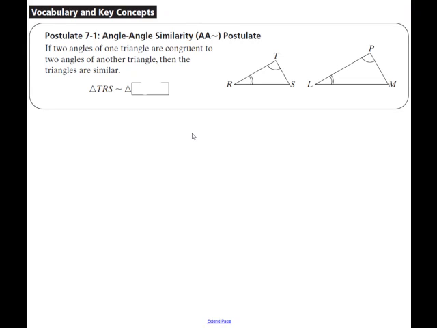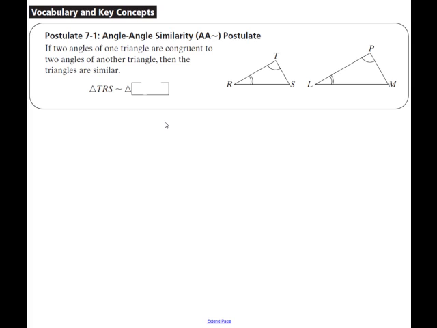Alright, here we go with lesson 7.3. This shouldn't be too much of a stretch, especially since you all seem to make the connection between congruency and similarity. Just as with congruency, we had a number of postulates that allowed us to prove certain shapes congruent.